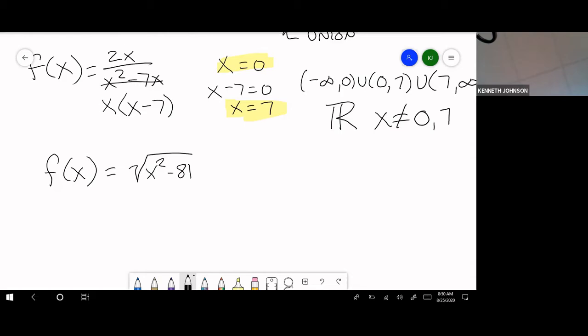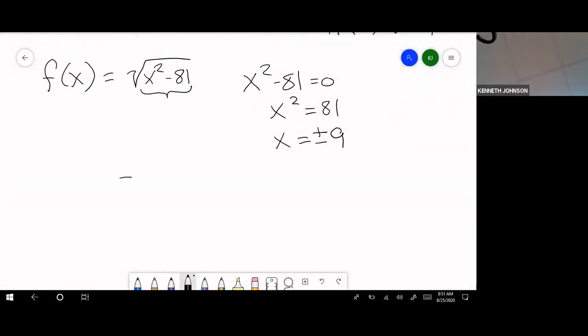So I need to find what values allow this to be positive. And the easiest way to do it is to find the zeros of this first. So I'm going to do x squared minus 81 equals 0. X squared equals 81. Square root both sides. And remember, if you take a square root, you must include the plus or minus. And this is going to give me 3 separate ranges. So it's going to give me from negative infinity until negative 9. It's going to give me from negative 9 to 9. And it's going to give me from 9 to infinity.